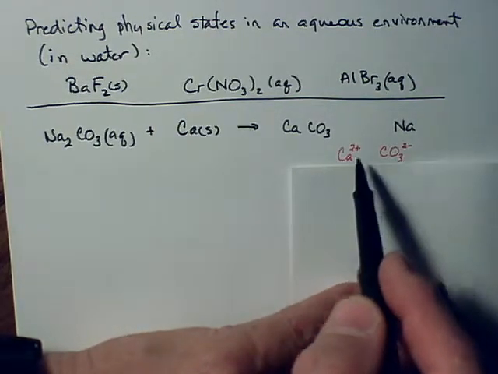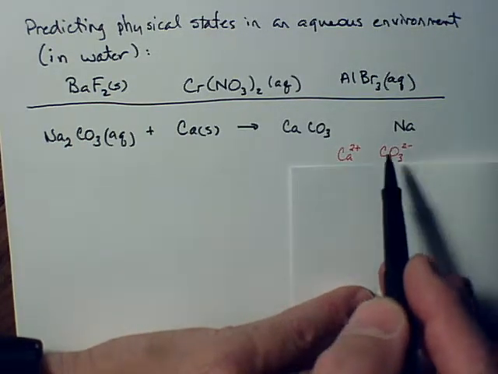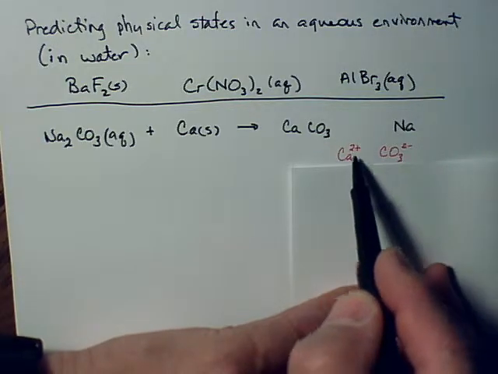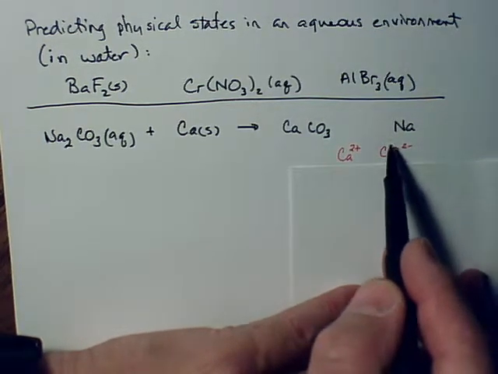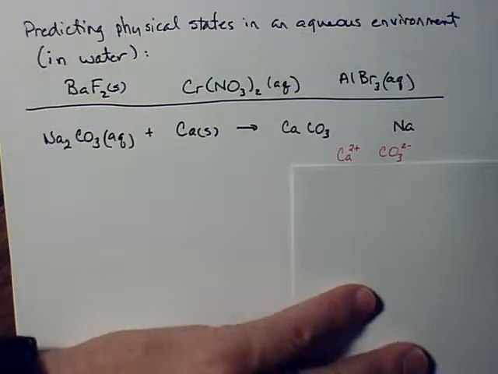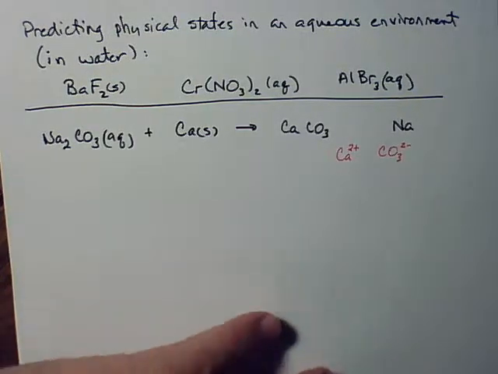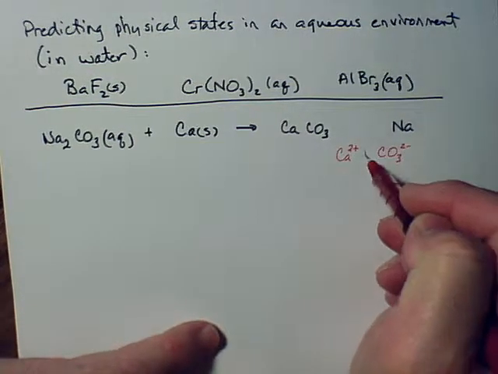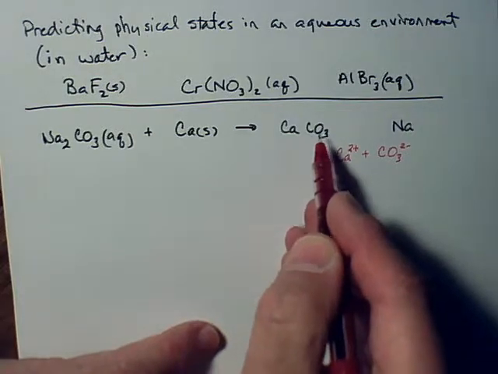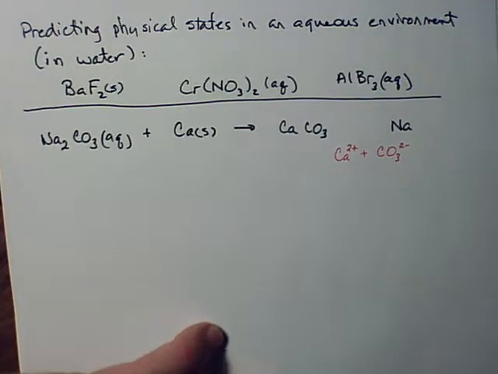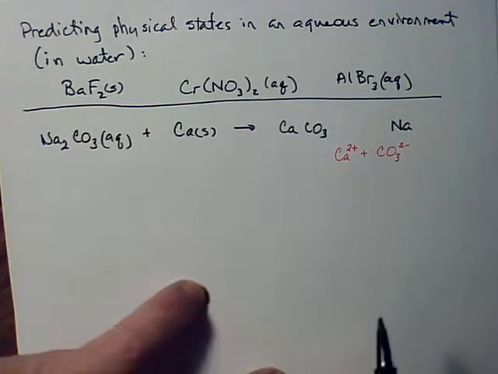Calcium has a 2+ charge, carbonate a 2- charge. You find this on the periodic table with oxidation numbers, or on the common ions list. And since it's 2+ and 2-, we just need one of each. And so that is the formula for calcium carbonate. We don't need to put any subscripts or parentheses here.